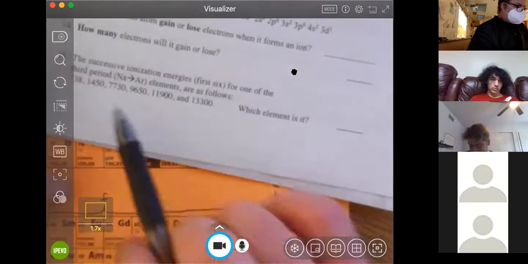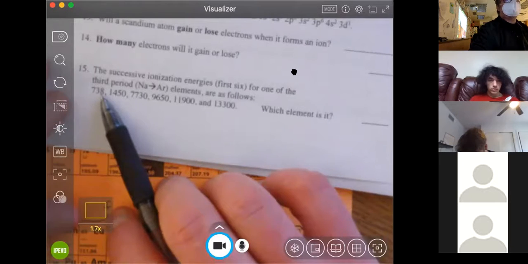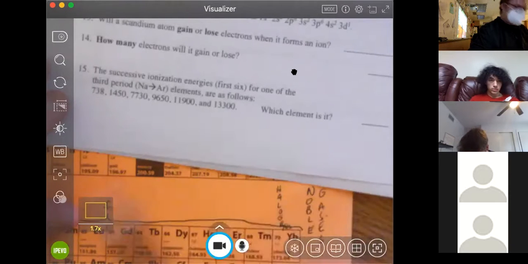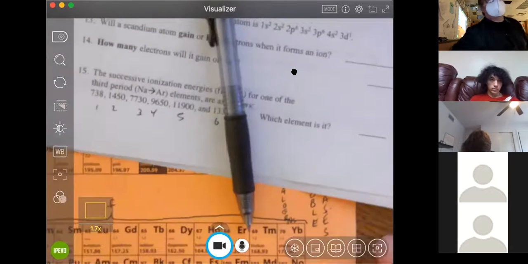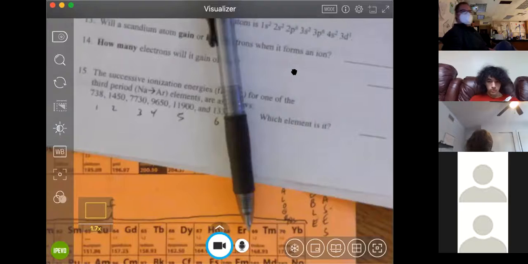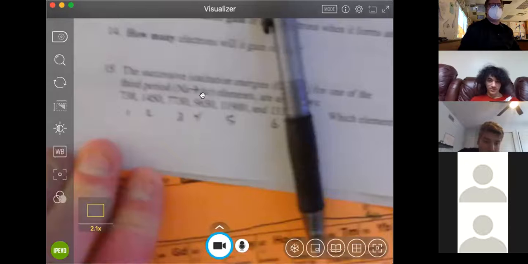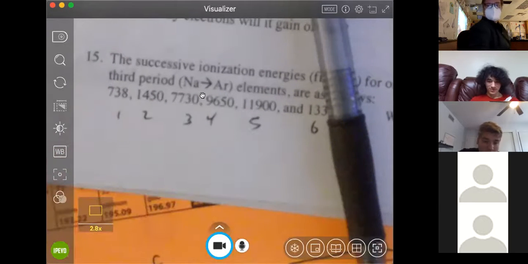Now you do one. Here are the successive ionization energies: 1, 2, 3, 4, 5, and 6. Where's the big jump? Is it between 1 and 2, 2 and 3, 3 and 4, 4 and 5, or 5 and 6? 1 and 2. It doubles. Is that the biggest jump, though? I can't see them all. Your pen's in the way. Oh, my pen isn't blocking the ones you need to see. Oh, 2 and 3. Yeah, right.